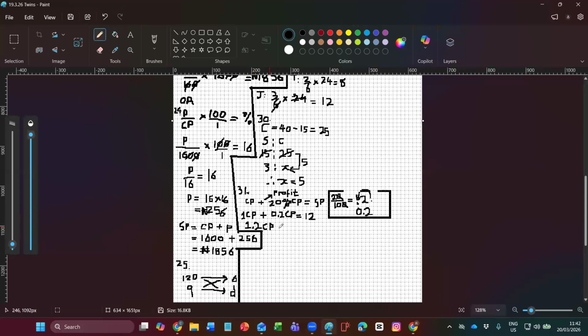Who can tell me what I should do to both sides? Divide both sides by 12. No. I mean 1.2. You should not make 1.2, sorry, 1.2. Divide it by the thing that is multiplying what you are looking for. So therefore, CP will be equal to 12 divided by 1.2. Now, please look carefully at what I'm about to do.